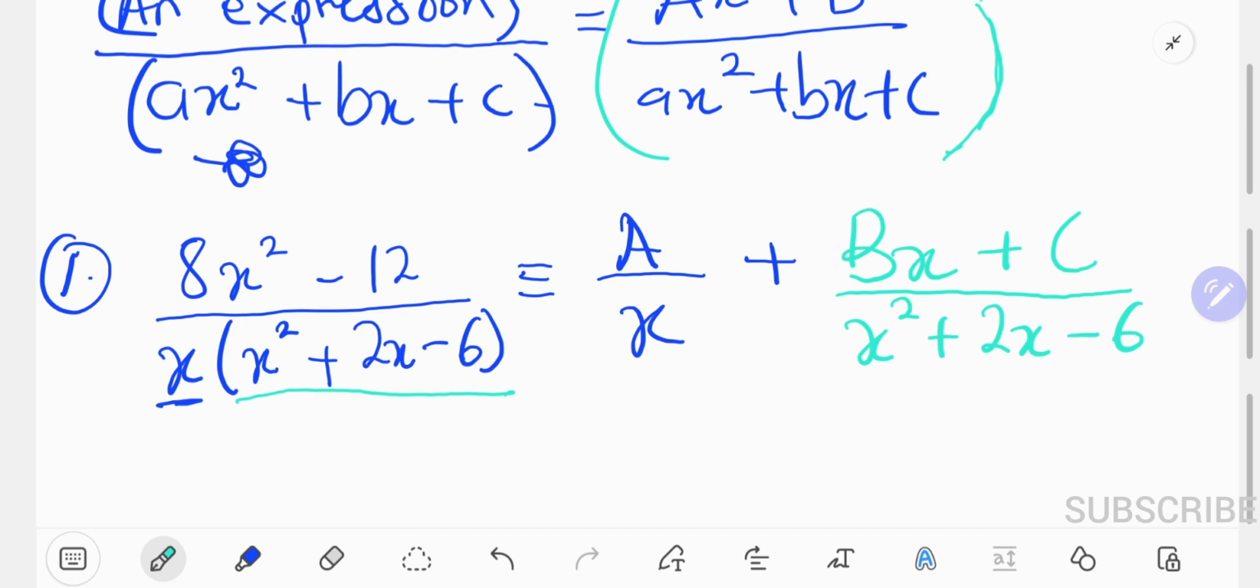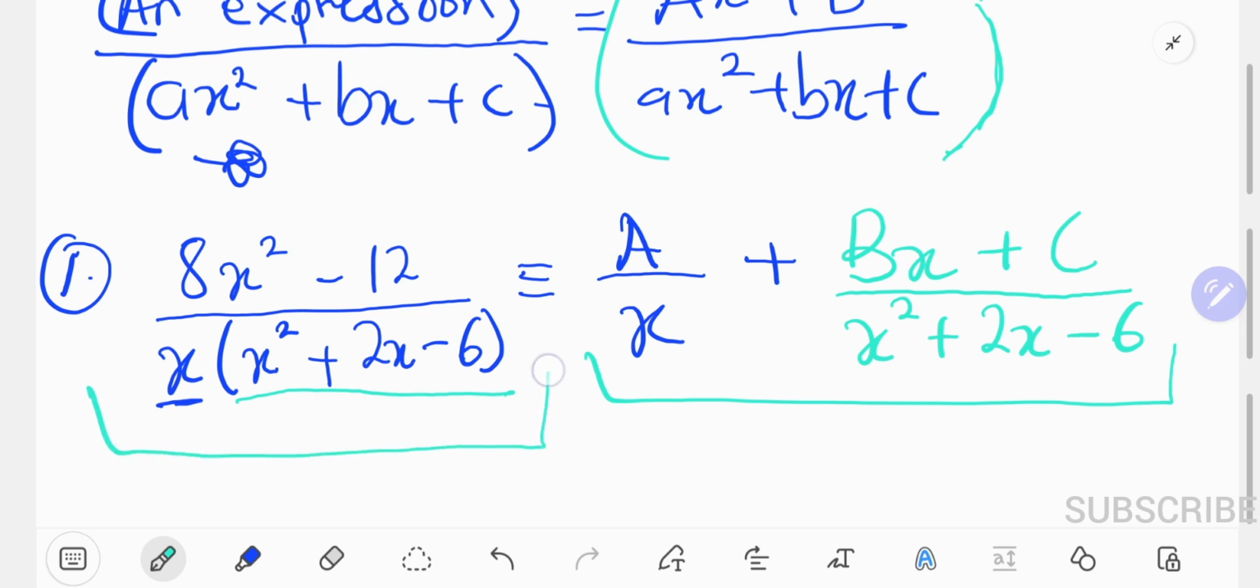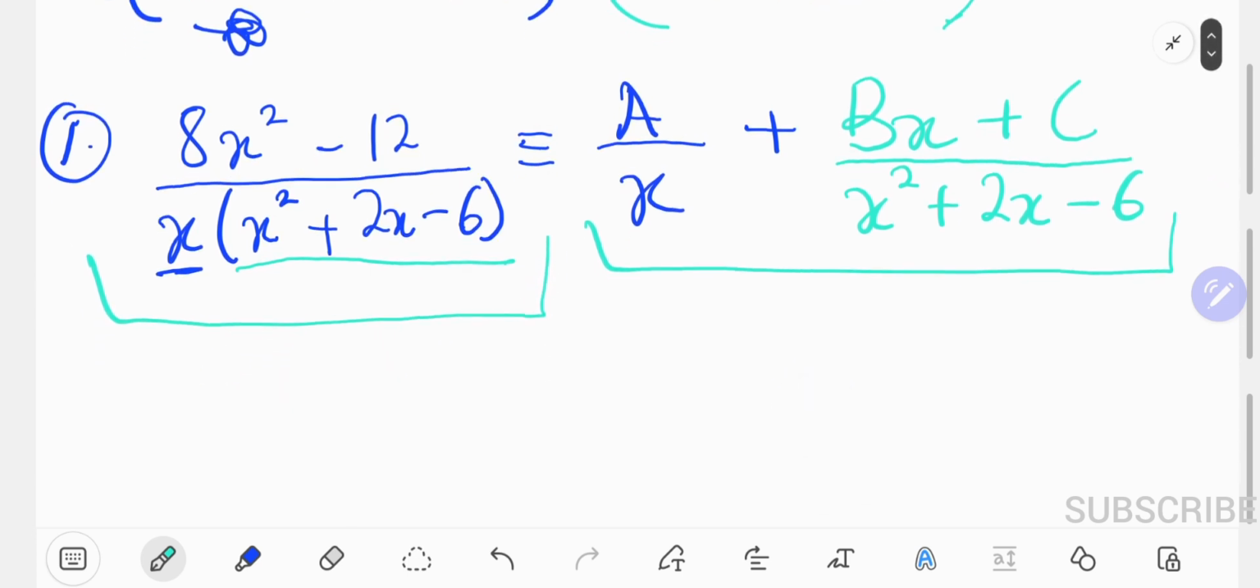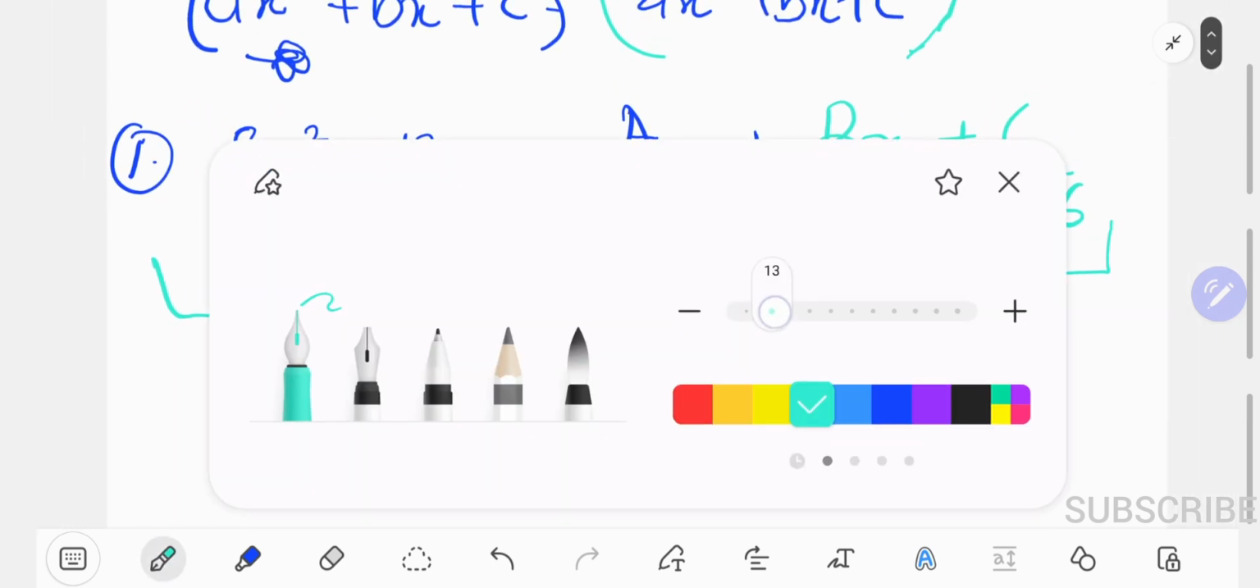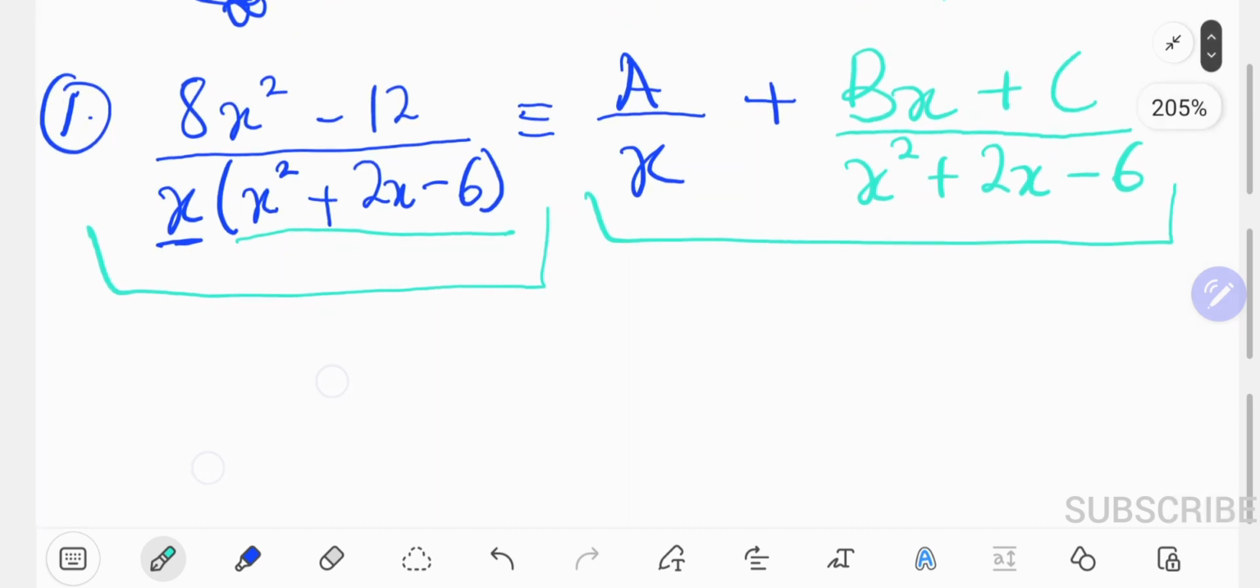Just as we did in the previous video, we combine the expression at the right hand side to get the same denominator as the expression at the left hand side, so that we just compare their numerators. So we are going to get, let me minimize it a little bit.